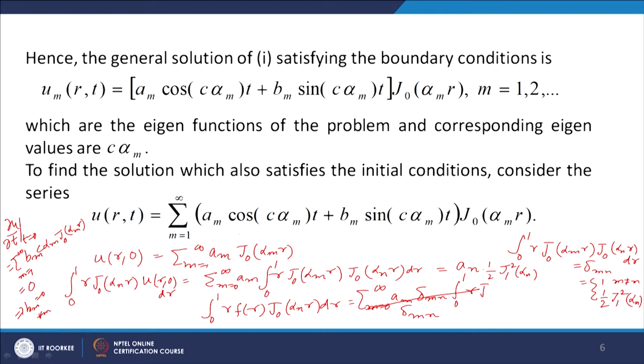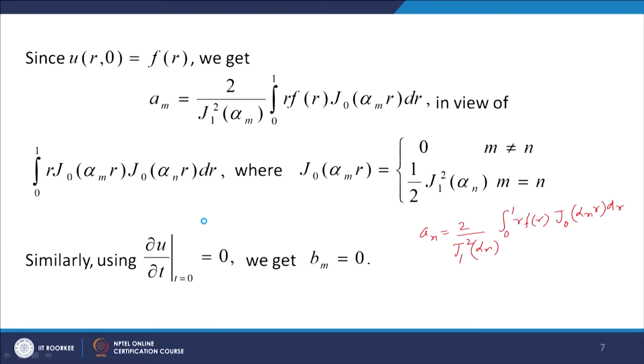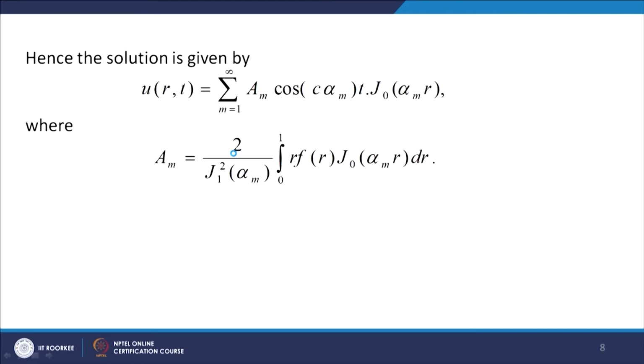So this implies that B_m equals 0 for all m, and so we get u(r,t) equal to the sum over m equal to 1 to infinity of a_m cos c alpha_m t plus B_m sin c alpha_m t, where B_m becomes 0. So u(r,t) equals the sum over m from 1 to infinity of a_m cos c alpha_m t J0(alpha_m r), where a_m is given by 2 over J1 squared alpha_m times the integral from 0 to 1 of r f(r) J0(alpha_m r) dr.